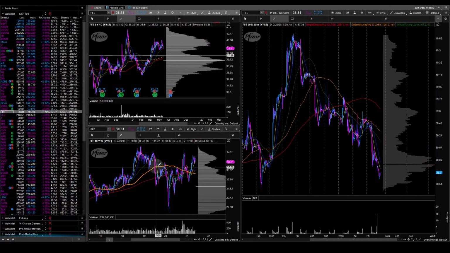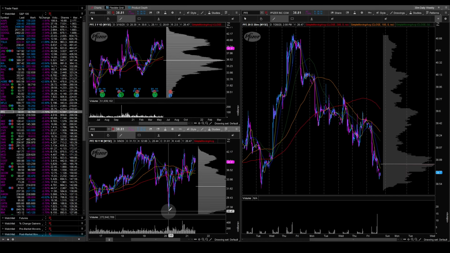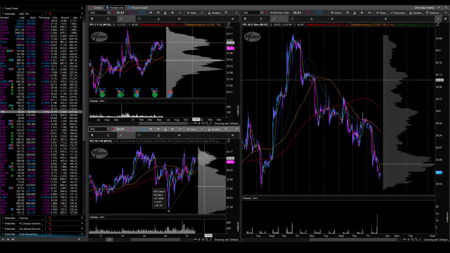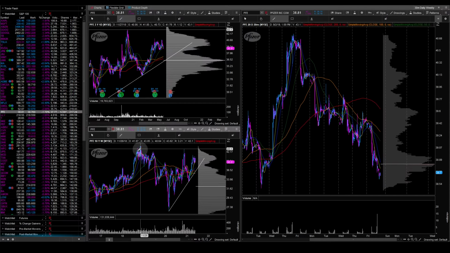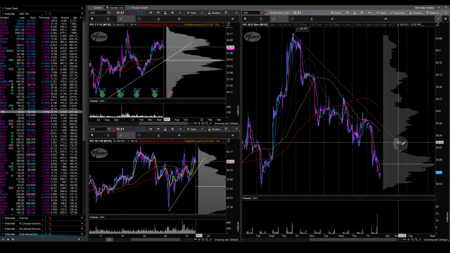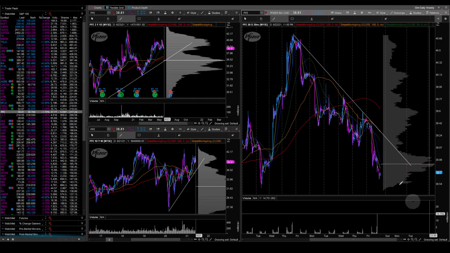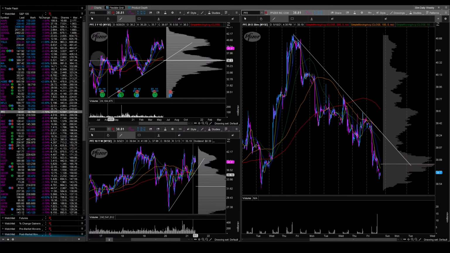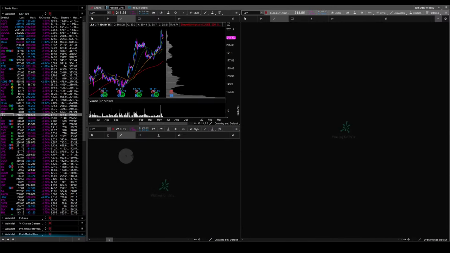Pfizer on the weekly. Oh, see, it doesn't always stick, does it? Kind of a dirty chart. Anyway, down definitely, along with a lot of the other healthcare, in a downtrend. Eli Lilly.